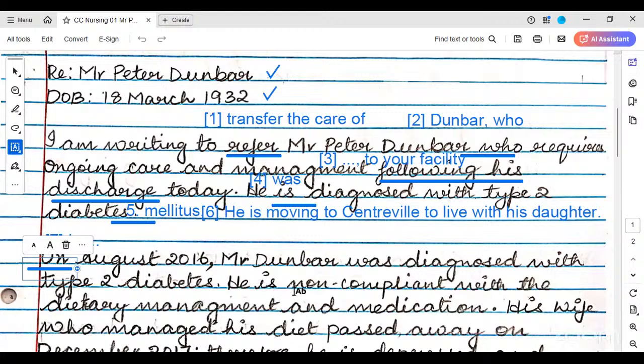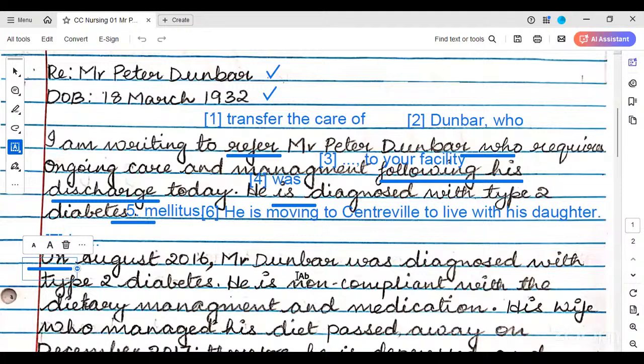He is non-compliant. So Mr. Dunbar was diagnosed with type 2 diabetes. This is a repetition. You have to avoid repetition. Already you said he is diagnosed with type 2 diabetes. Here you said Mr. Dunbar was diagnosed. So you don't understand whether you have to say is or was. You're confused. Is it present tense or past tense that you want to mention? Be very clear. It's already mentioned here: he was diagnosed with type 2 diabetes. So you can avoid this one here and keep it there. Let it be like that.